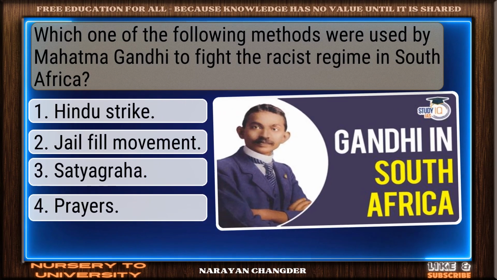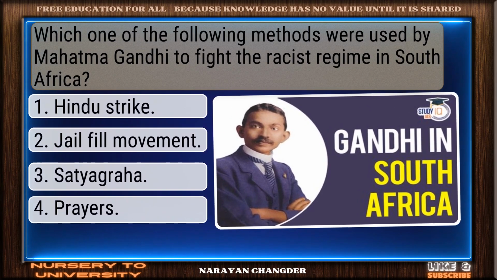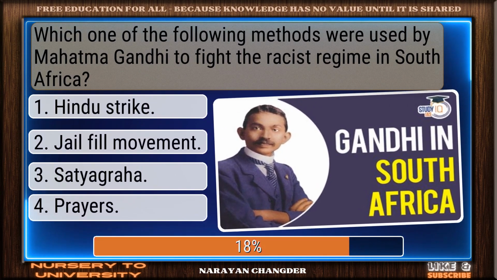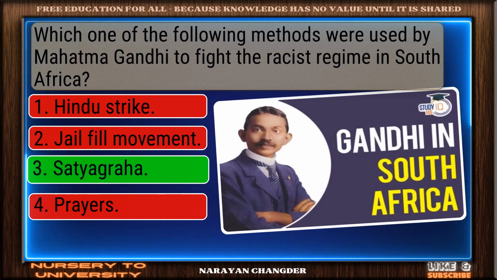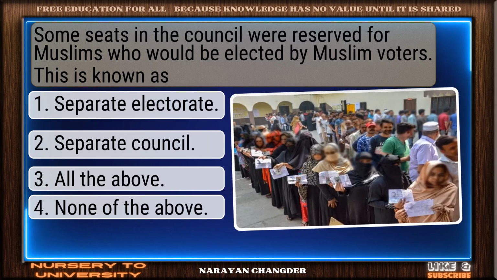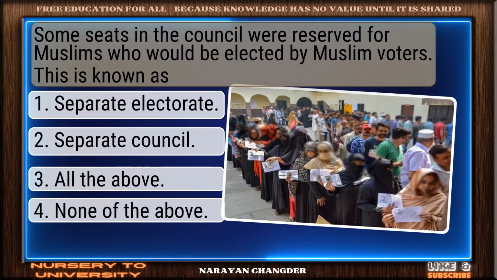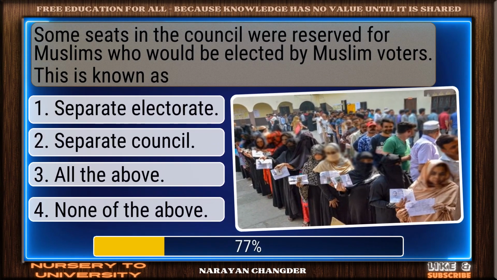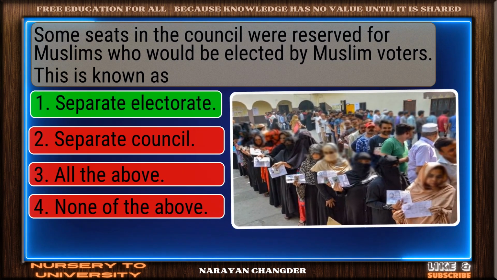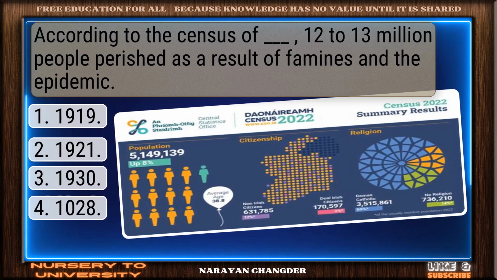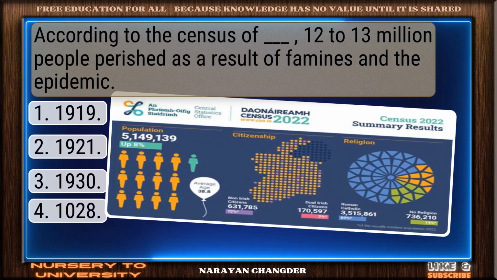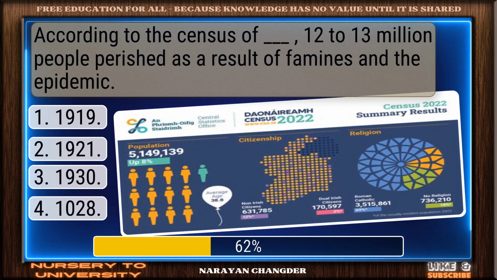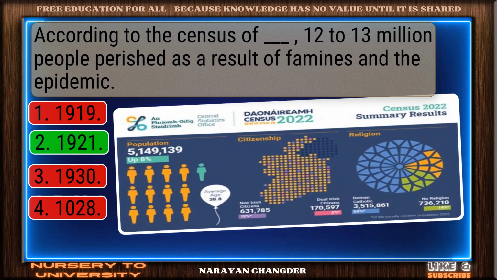Which one of the following methods were used by Mahatma Gandhi to fight the racist regime in South Africa? Smart pick. Satyagraha is correct. Some seats in the council were reserved for Muslims who would be elected by Muslim voters. This is known as. You chose separate electorate. Correct. According to the census of Dash, 12 to 13 million people perished as a result of famines and the epidemic. Nicely done. 1921 is solid.